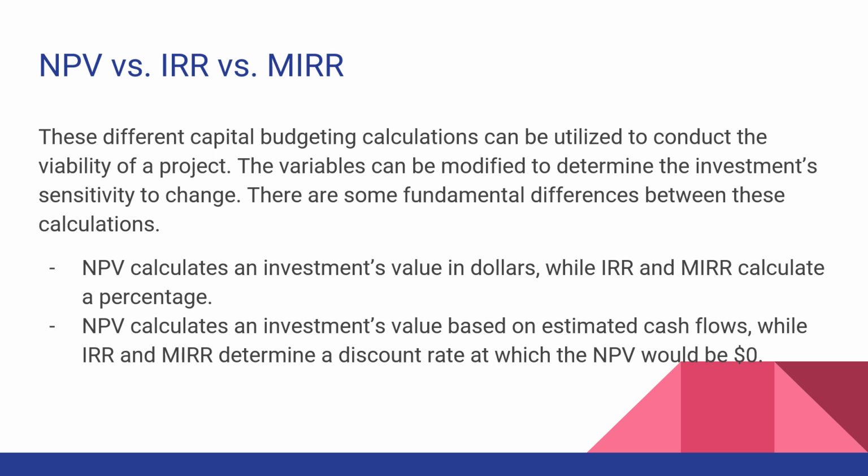When considering NPV, IRR, and MIRR, it is important to understand what each calculation measures and the potential variables that can be altered. It should be noted that a thorough capital budget should utilize all three formulas, and likewise, sensitivity analysis should be conducted for each calculation. When calculating the NPV of a project, the result is going to be a dollar figure, whereas IRR and MIRR will provide a percentage that documents the profitability of the investment.